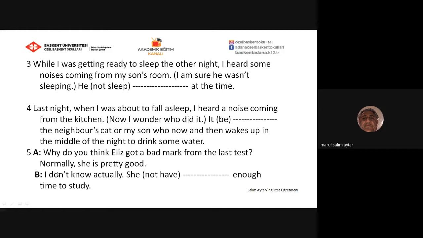The fifth one goes with the first speaker. Why do you think Elise got a bad mark from the last test? She got a bad mark from the last test, past tense, right? Normally she is pretty good. And you're not sure about it. I don't know actually. She might not have had enough time to study. So past deduction, not a strong one, a weak one, okay? And it is about past.